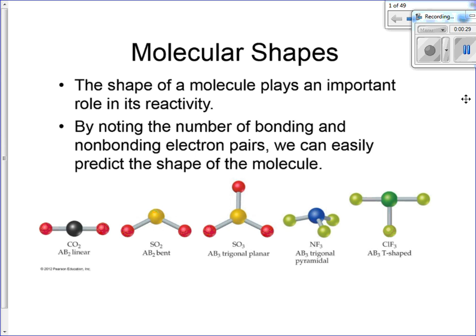The shape of the molecule plays an important role in its reactivity. Noting the number of bonding and non-bonding electron pairs, we can easily predict the shape of the molecule. Okay? Bonding and non-bonding. So write quickly in those blanks because we're moving on.